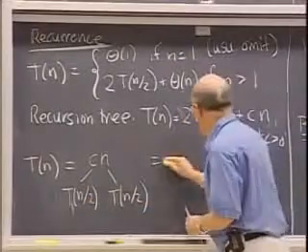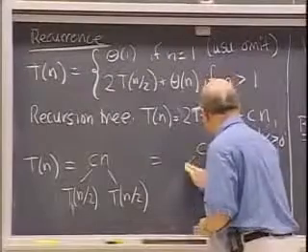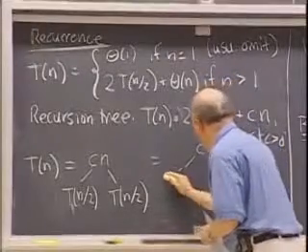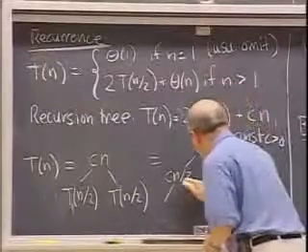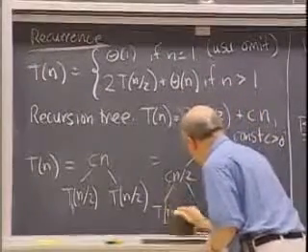Then I do it again. You have cn here. I now have here cn over 2, and here cn over 2. And each of these now has a T of n over 4.